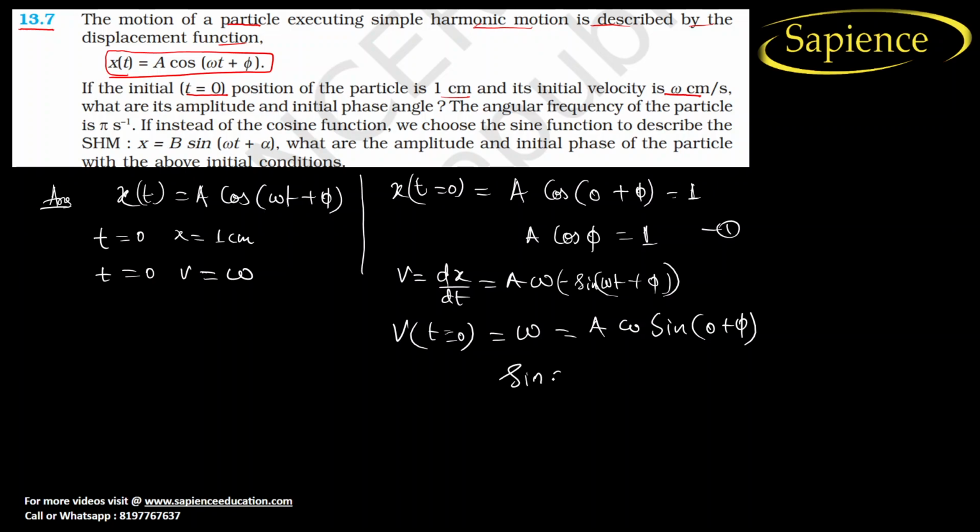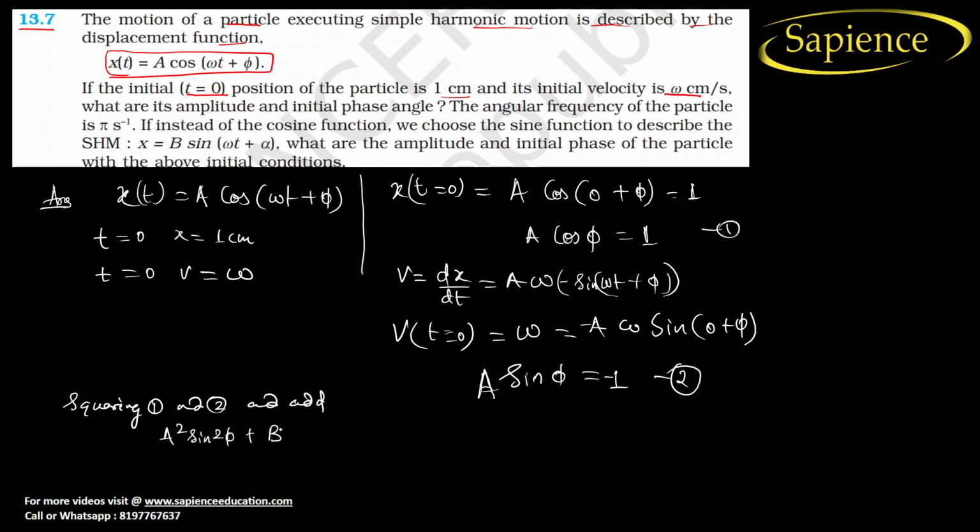So from here, A sine phi is equal to 1. But this won't be 1, because this is minus 1, so this will come as negative. Now squaring equations 1 and 2 and adding, this will be A square sine square phi plus A square cos square phi, and this will be equal to 1 square plus 1 square, so this is 2. Since A square is common, finally A square will be 2.